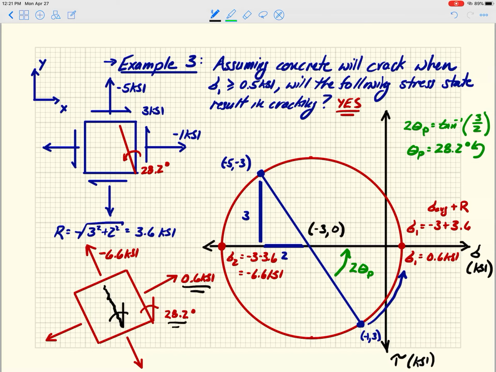So if this was a structure and you're calculating this, and you go out to the field and see that it has in fact experienced this state of stress, you would expect to see cracks at roughly 28.2 degrees. They won't be exact. Again, the strength of concrete does vary. There's a lot of variability in it. But on average, you should expect to see cracks somewhere in that 25 to 30 degree range. And that would verify this analysis. All right, so that's it for example 3.